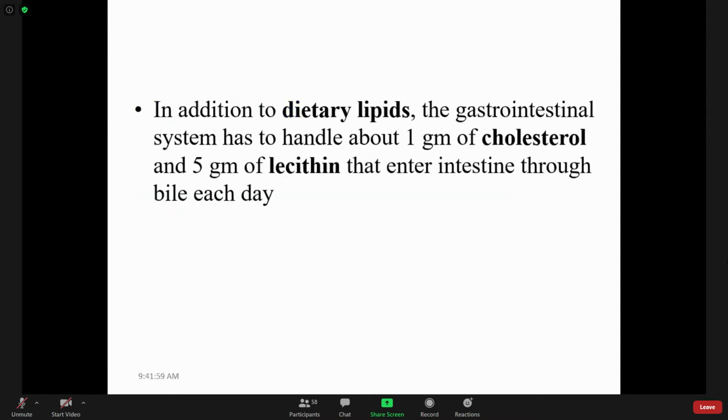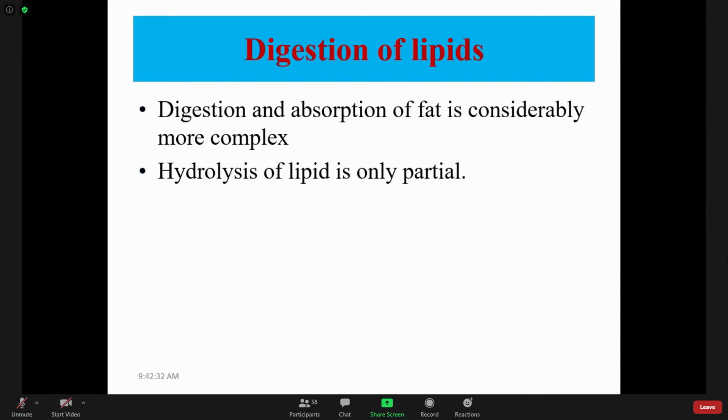In addition to dietary lipids, the GI system also has to handle an endogenous source during digestion. For example, about 1 gram of cholesterol and 5 grams of lecithin enter the intestine through bile each day. The digestion of lipids is considerably more complex compared to the digestion of carbohydrates and proteins.